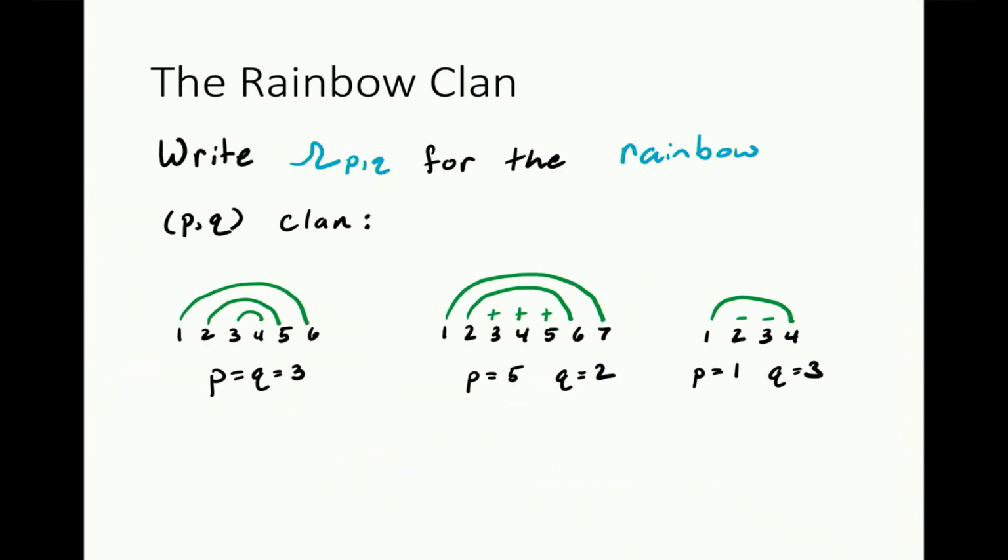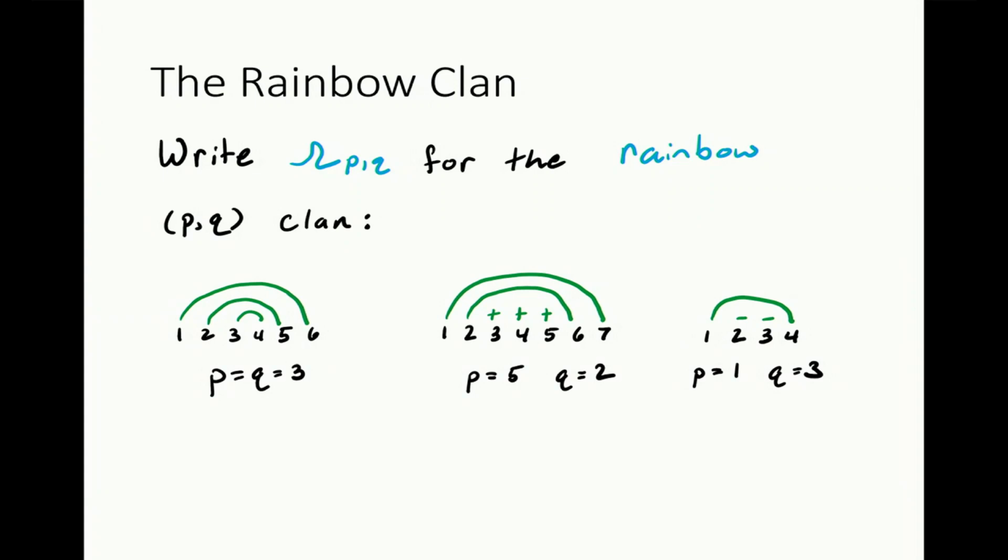Now, there's a particularly special clan for each P and Q that Oliver and I like to call the rainbow clan. I should have said on the front slide that this is all joint work with Oliver Pechenik, who's somewhere up there. We like to call this thing the rainbow clan.